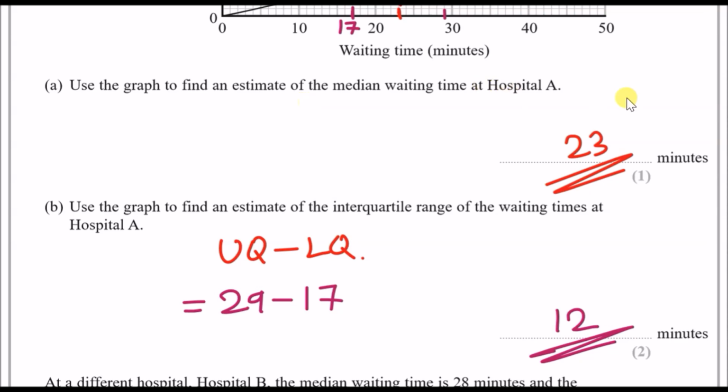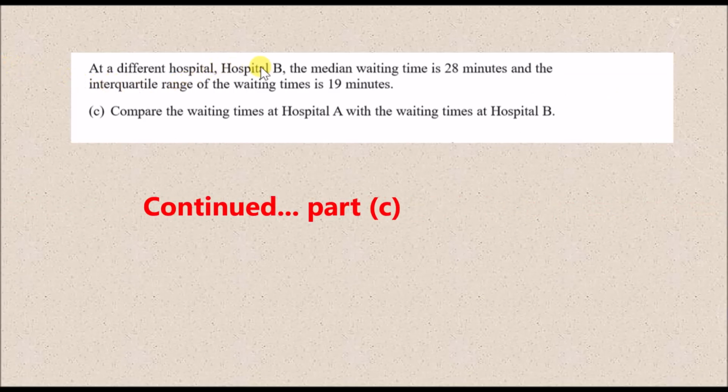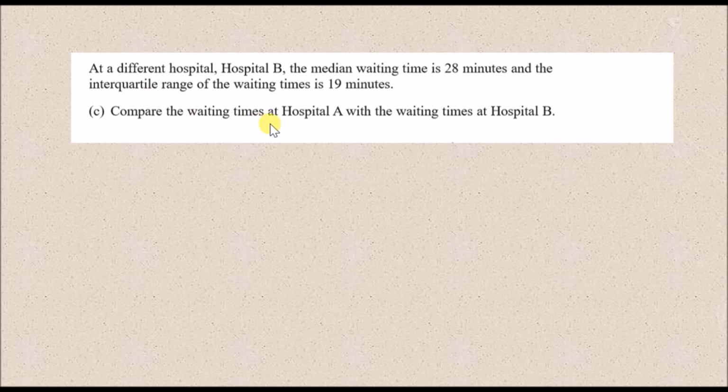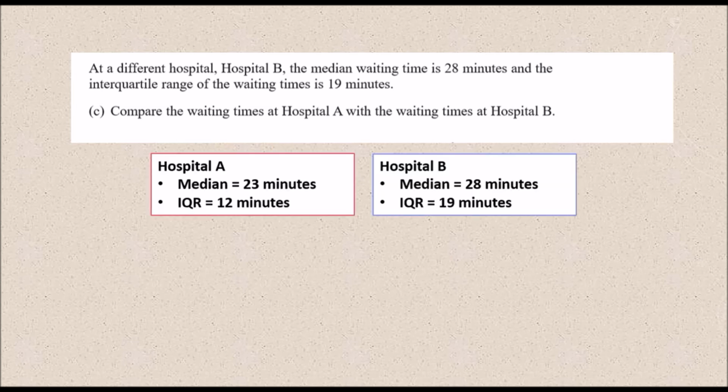Yeah. At a different hospital, hospital B, the median waiting time is 28 minutes and the interquartile range for the waiting time is 19 minutes. Compare the waiting times at A with the waiting times at hospital B. Now, it's better if you guys just write both of them down. So what I did, I just boxed them both so I can directly compare them. Now, when you compare the median and IQR, it's better to compare them in context.